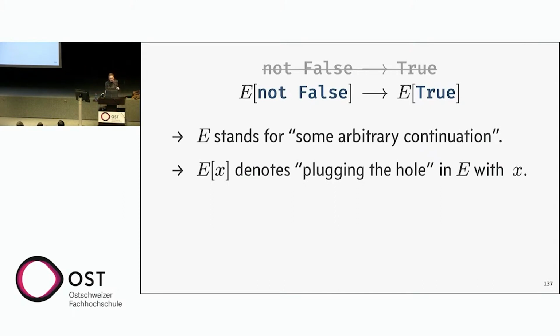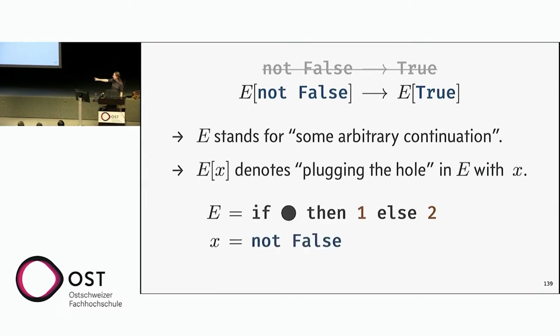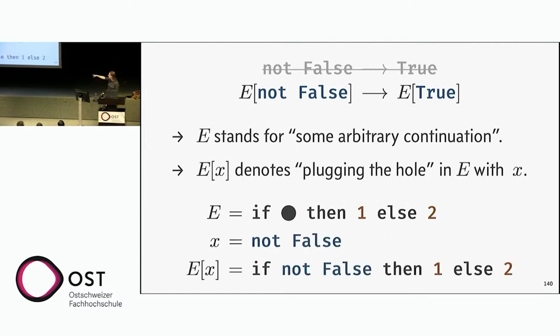To give a concrete example here, if we have this continuation for E, and then we have this for X, then E brackets X is if not false, then 1, else 2. And so now that rule does apply to this expression, because we can decompose it into that continuation and that bit in the brackets, do the reduction, and the continuation remains. So again, it's just a concise way of writing down the reasoning we've been doing this entire time.